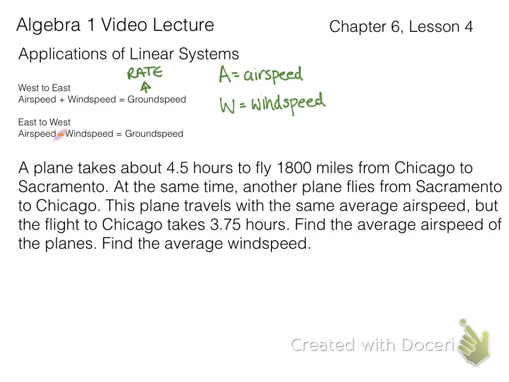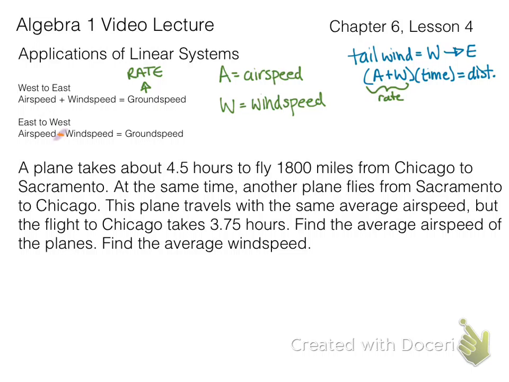A is going to be the airspeed, what the pilot sets the airspeed at, like 300 miles per hour, whatever is standard for an airplane, I don't know. But the wind speed is either going to help the plane or hinder the plane. It's either going to be a plus situation or a minus situation. So let's go ahead and write our equations.